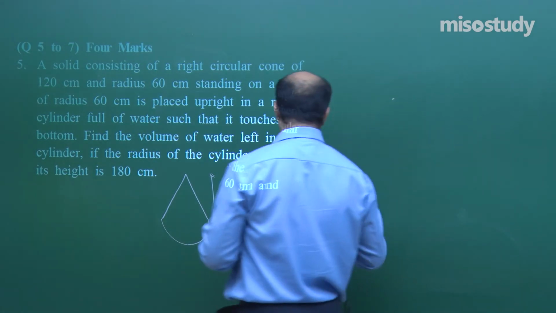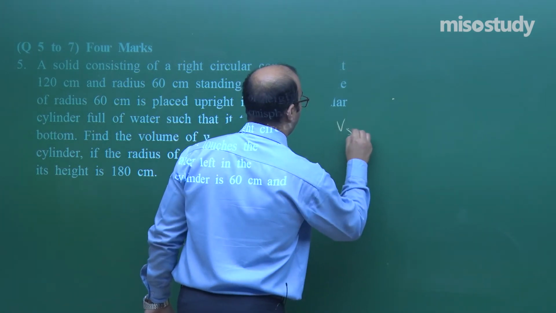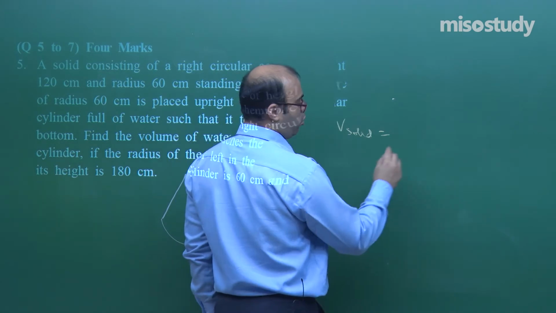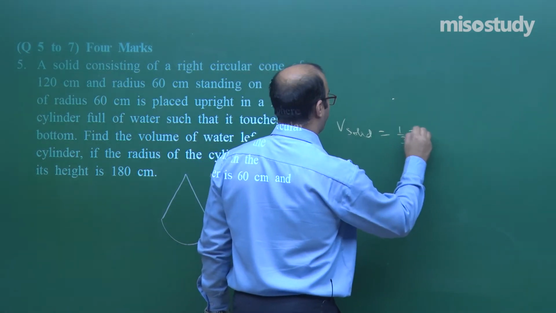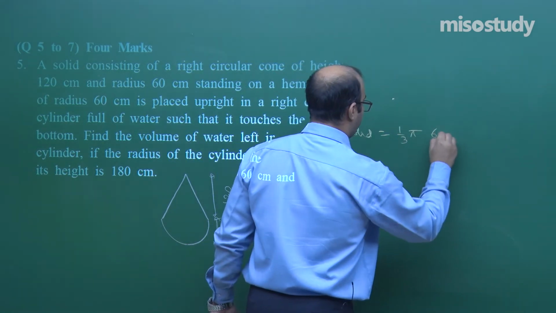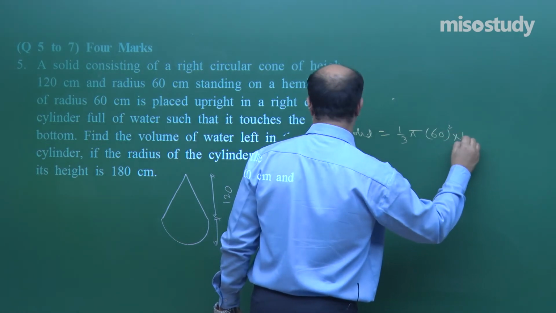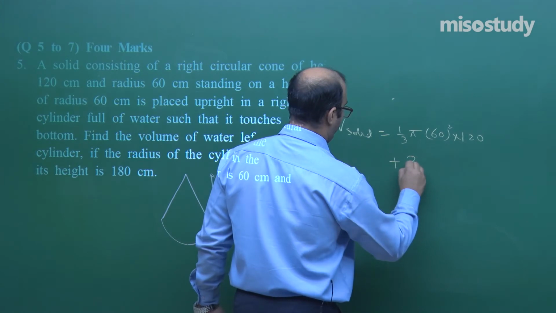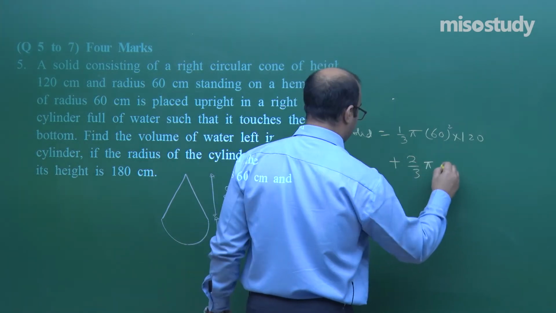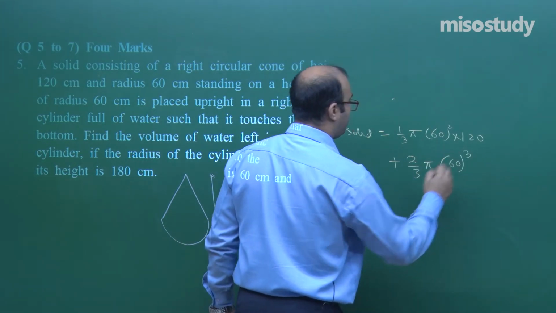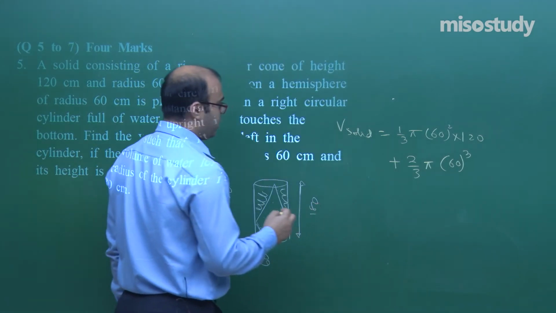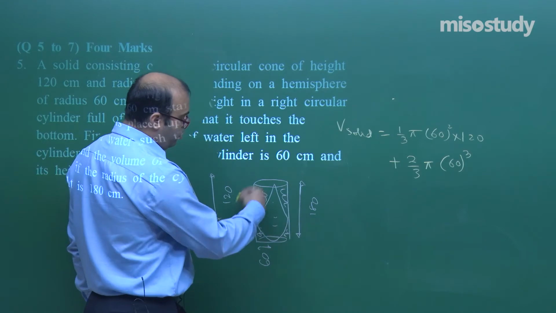So let us calculate. Volume of the solid is equal to the volume of the cone. Volume of the cone we all know, 1 by 3 pi r square h. R is 60, so 60 square, and height of the cone is 120, plus volume of this hemisphere, 2 by 3 pi r cube, which is 60 cube. I am not doing the calculation part. You can do this. This does not require any intelligence, just calculation. And volume of this cylinder.